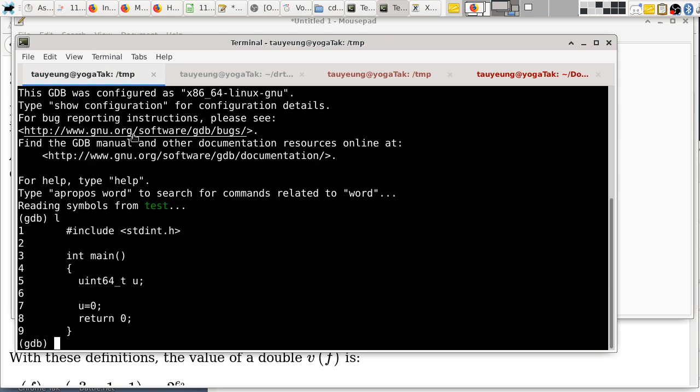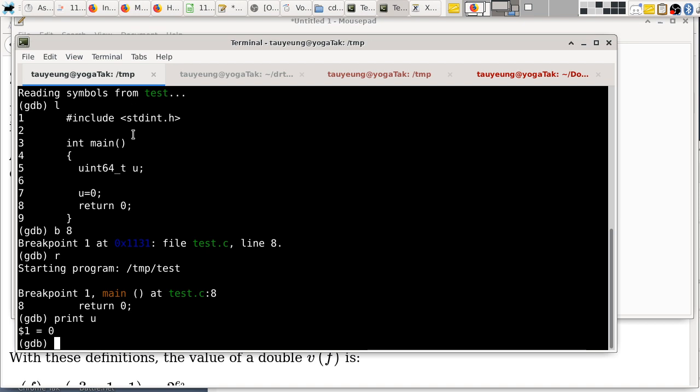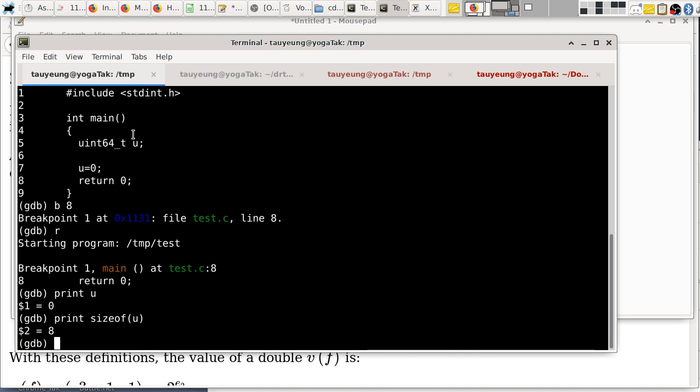Okay, so I list the program, put a breakpoint on line 8, run the program, and we print u. It is just 0. Okay, not surprising. So I can also print the size of u, and it says 8. Well, that makes sense, right? Because u is a 64-bit unsigned integer. It has 64 bits. 64 divided by 8 is 8, because there are 8 bits in a byte. Okay? So everything seems to work.